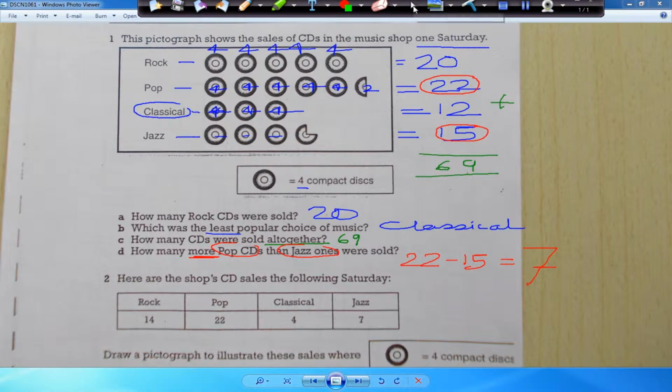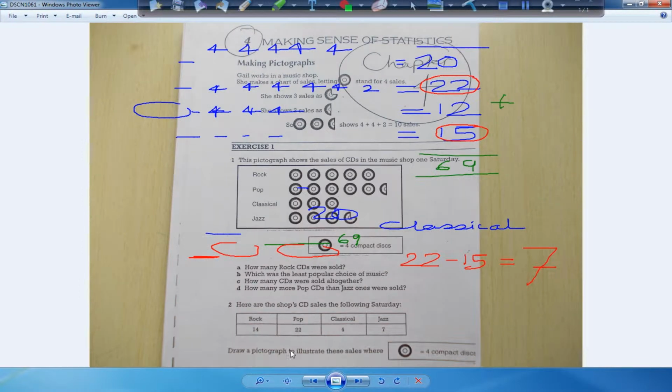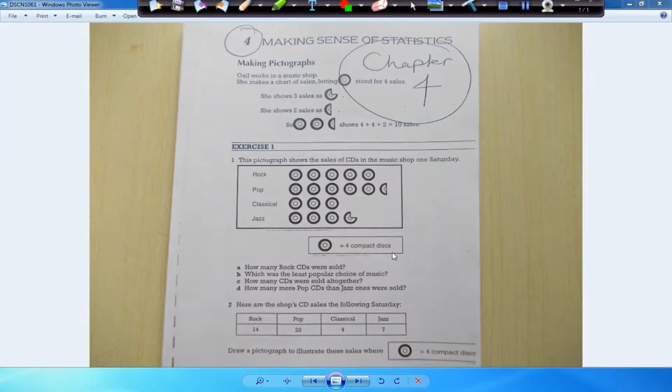Let's move on to the next picture. What we're going to do first of all, folks, is get rid of all that. Let's clear the screen. Sorry about that, folks. Now that we've answered the question, we need to do our own. Just give me one moment, folks.